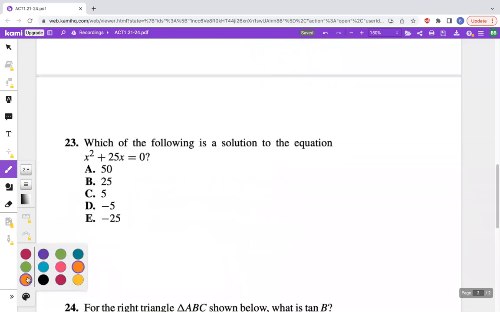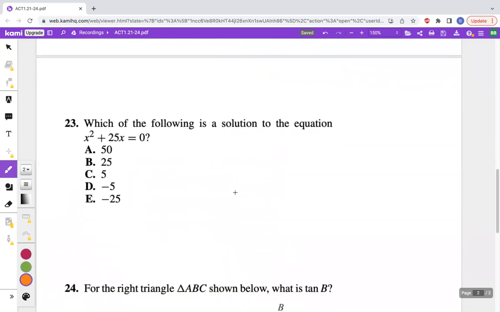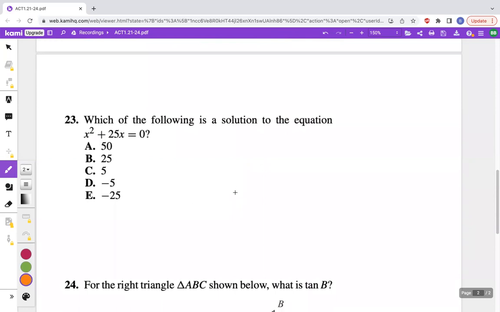Which of the following is a solution to the equation? Jumping from linear equations to quadratics, anything with the highest degree x squared is some kind of quadratic. This is a little tricky. If they had another number that they were adding, we would look to factor. Since there's no constant at the end, the trick here is that we're going to factor out an x.